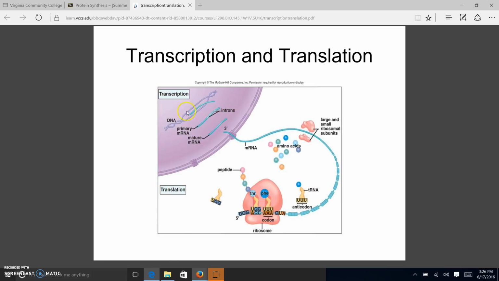Now let's look a little further in the next program at how this portion takes place, and then it'll help us understand how this takes place.